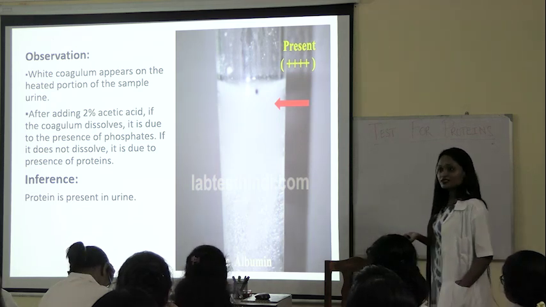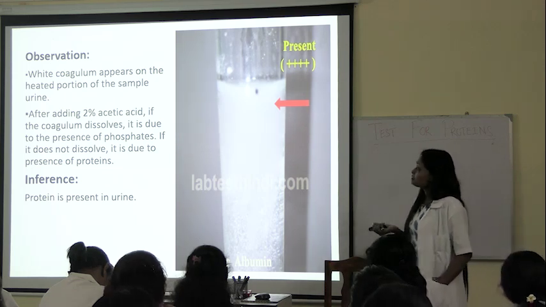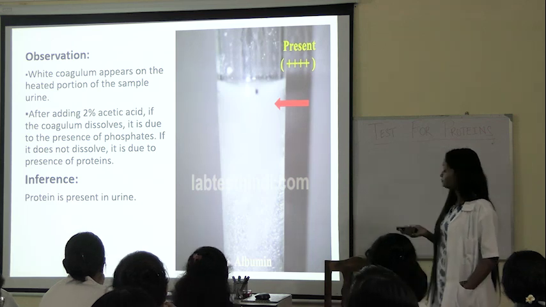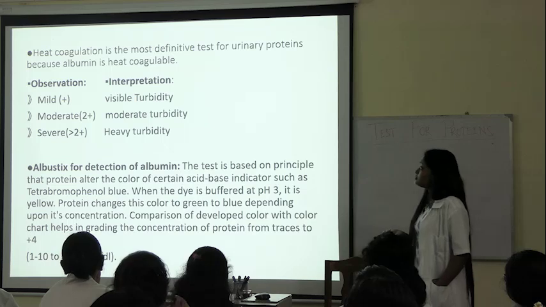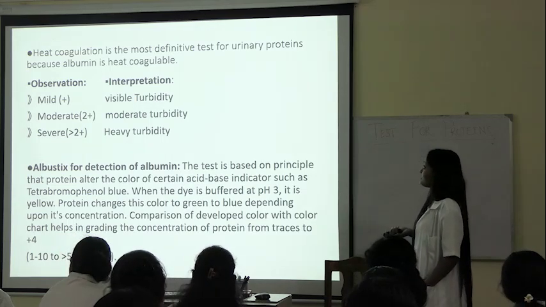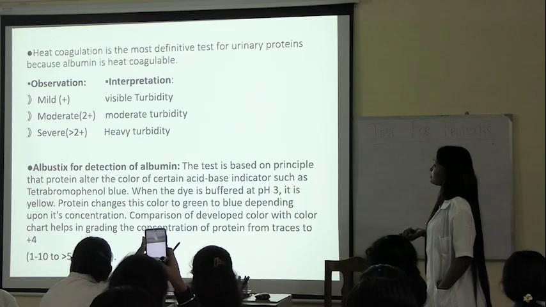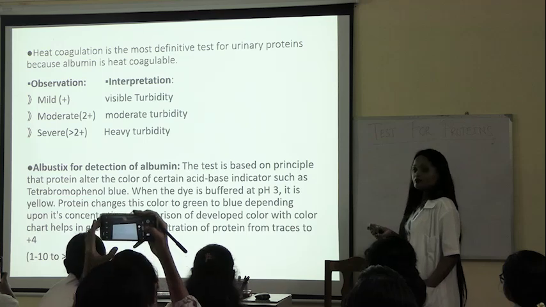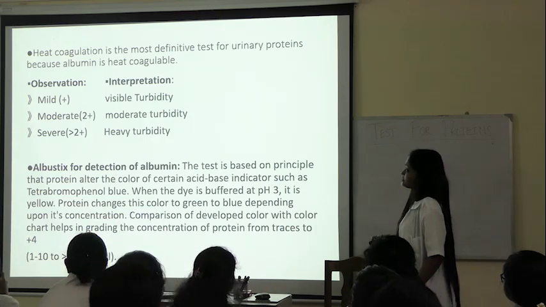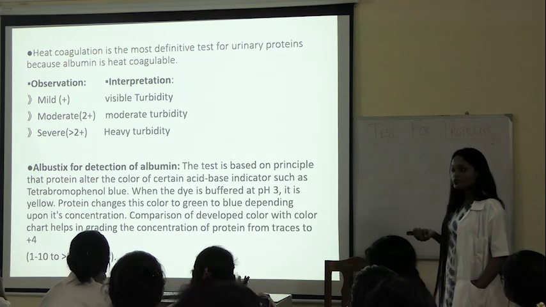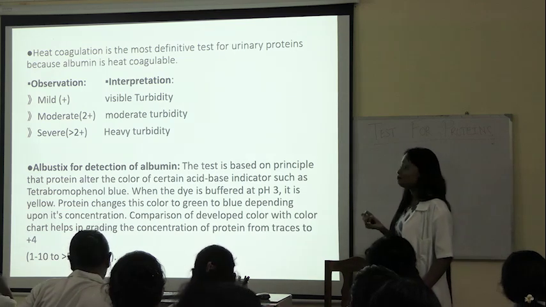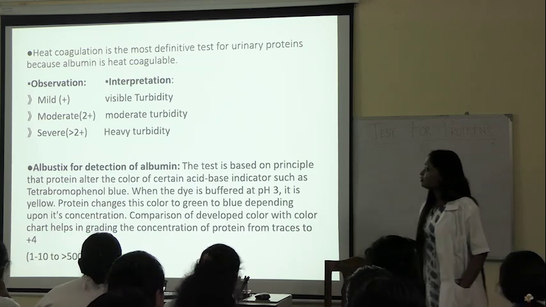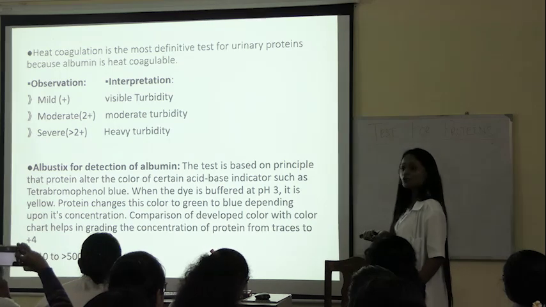So what will be our inference? If the turbidity remains the same, the inference is that protein is present in the urine. Heat coagulation is the most definitive test for urinary protein because albumin is heat coagulable. And what will be the interpretation of the observation? If the turbidity is mildly visible, this is mild, or only 1+; if the turbidity is moderate, this is the 2+ grade; and if there is heavy turbidity, this is 3+ or more.